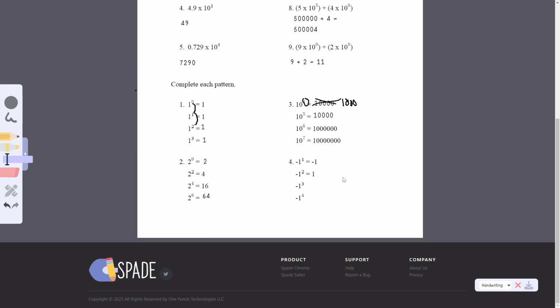Number 4, negative 1 times itself will be 1. So that means negative 1 times itself is 1, times negative 1 would be negative 1 again. But negative 1 times itself would be positive 1. Multiplying it by itself again, it goes back to negative 1. Multiplying by itself again, it goes back to positive 1.